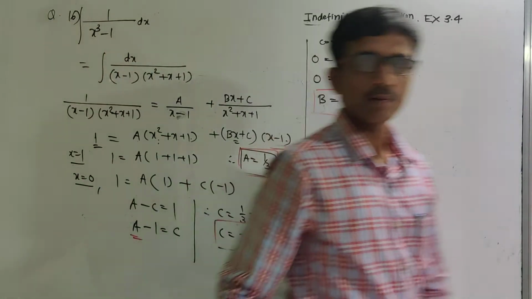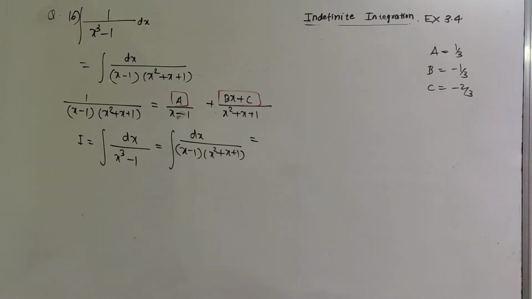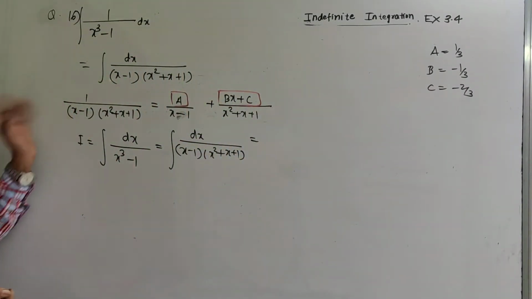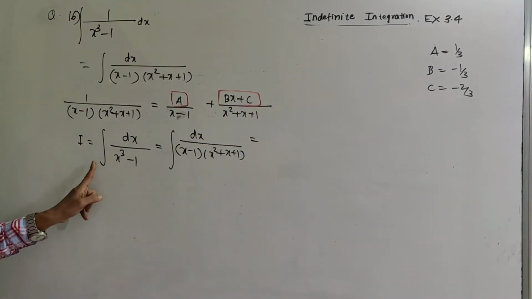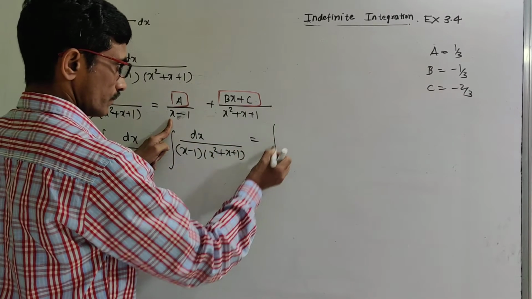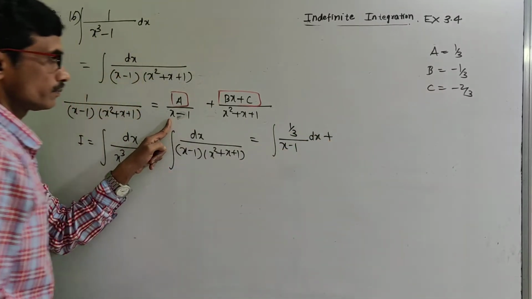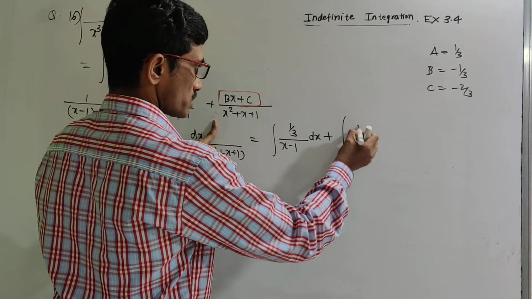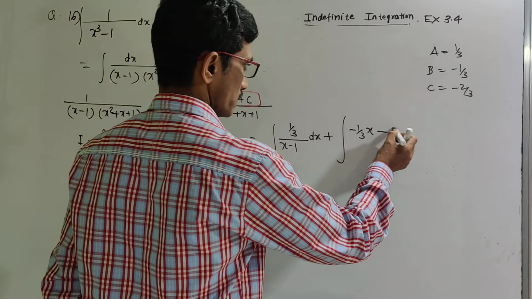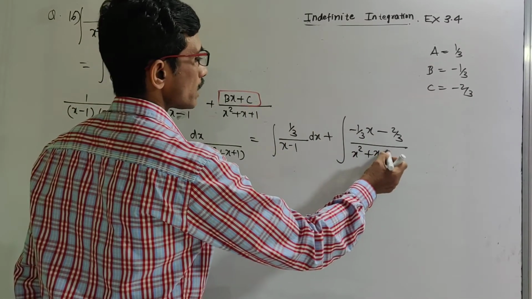Thus you are getting the constants a, b, c. After getting constant a, constant b and constant c, after finding all the constants, we come back to the integral. The integral is put in the partial fractions: A upon x minus 1, so a is 1 by 3, 1 by 3 upon x minus 1 dx, plus bx, b is minus 1 by 3 x, and minus 2 by 3 c, minus 2 by 3 upon x square plus x plus 1 dx.